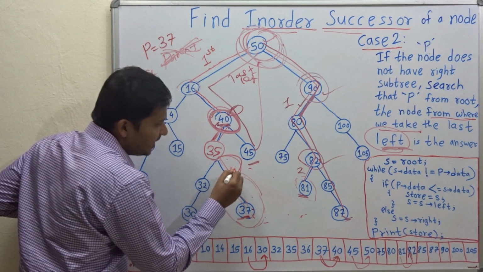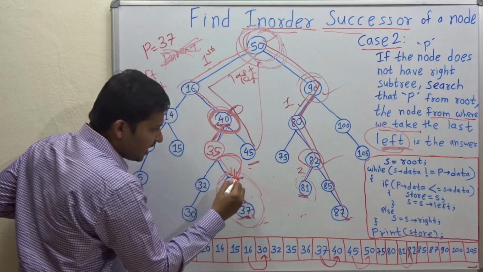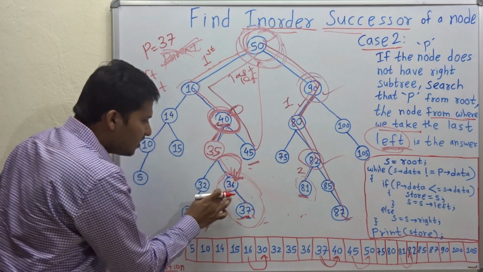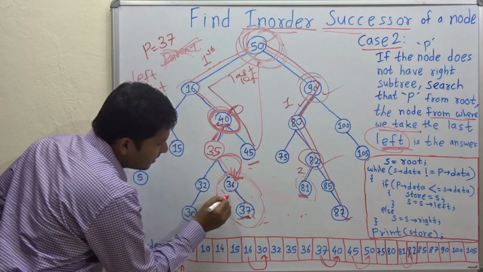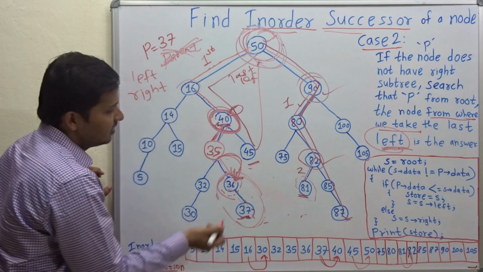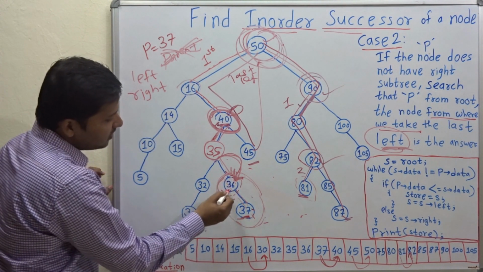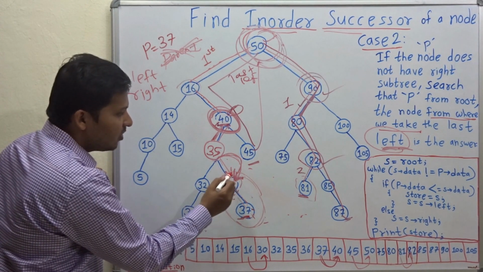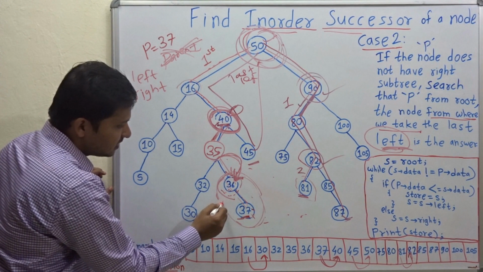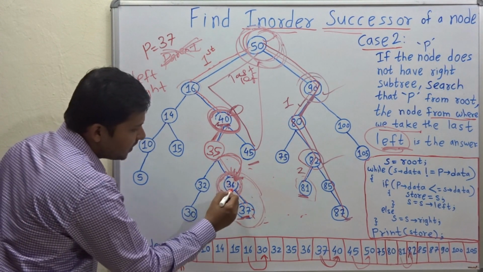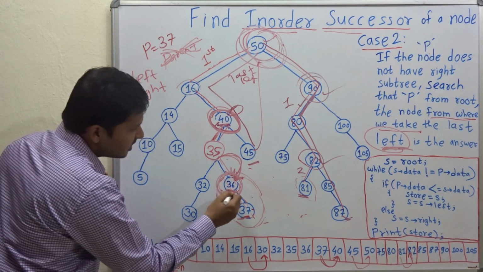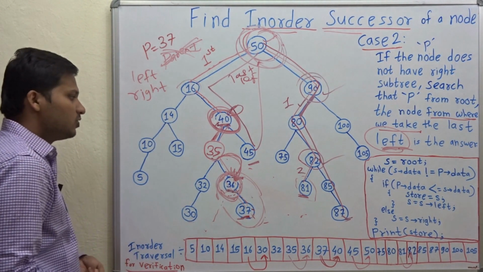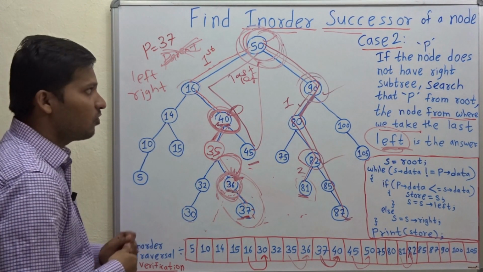Let's jump to the right subtree of 35. The right child of 35 is 36, and let's go to the leftmost node. There is nothing on the left, which means this is the leftmost node. The right child of this node is 36 and there is nothing on its left, so that node itself, 36, is the in-order successor for 35. This is how you can find the in-order successor of a node.